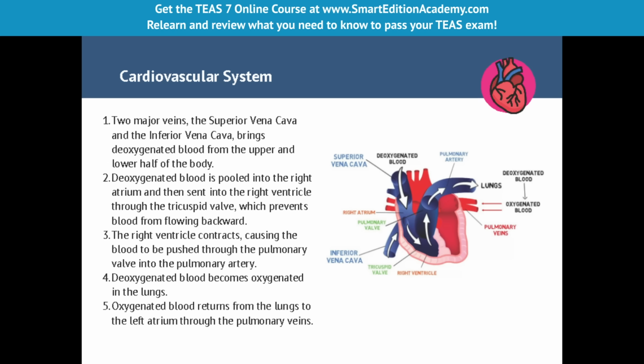Then the right ventricle contracts, causing the blood to be pushed through the pulmonary valve into the pulmonary artery. Deoxygenated blood becomes oxygenated in the lungs. Oxygenated blood returns from the lungs to the left atrium through the pulmonary veins.